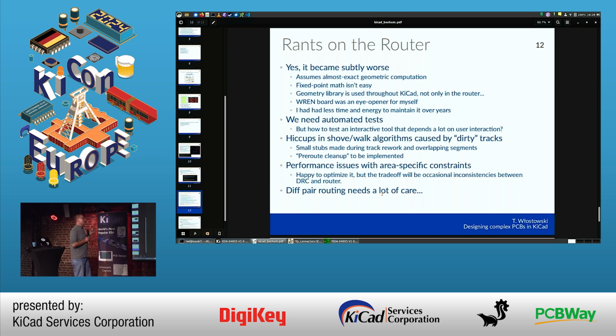Fixed point math isn't easy, and the geometry library is used throughout the entire KiCad. It's not only for the router. So as people add new features and fix existing bugs, they might introduce issues as well. And quite frankly, the REN board was an eye-opener for myself that the router needs a bit of extra care. And I honestly admit I had a bit less time and energy to work on it over the past few years. Hopefully I will find a bit of motivation now.